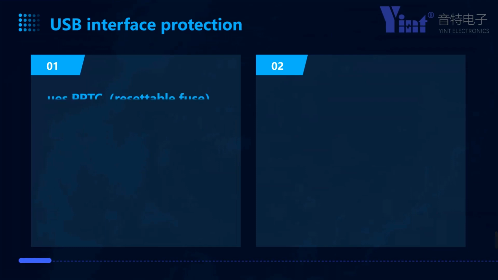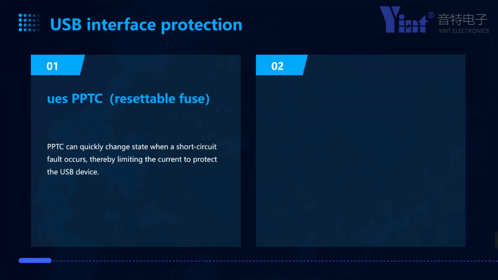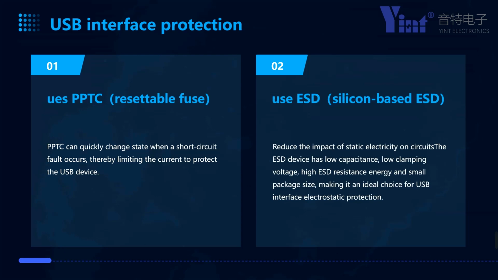USB interface protection. PPTC can quickly change state when a short circuit fault occurs, thereby limiting the current to protect the USB device. Use ESD devices to reduce the impact of static electricity on circuits. The ESD device has low capacitance, low clamping voltage, high ESD resistance energy, and small package size, making it an ideal choice for USB interface electrostatic protection.